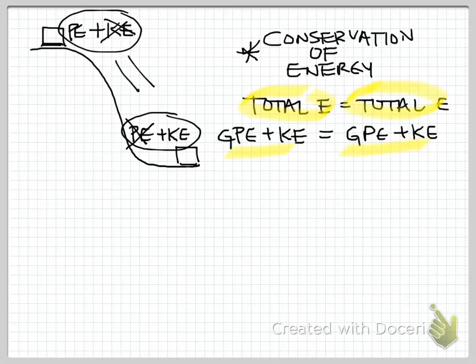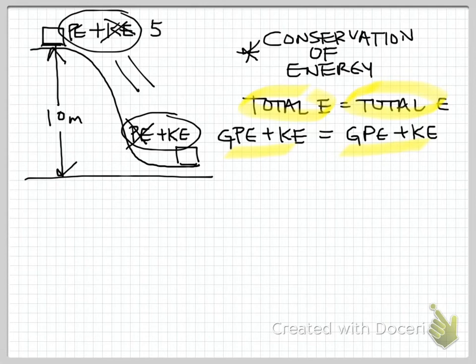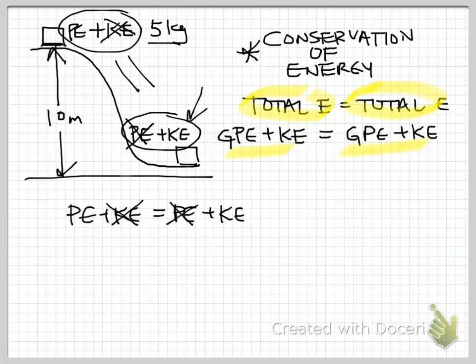So let's figure something out. Let's go ahead and say that the height of this is 10 meters. And let's say that the mass of this object is 5 kilograms. With that being said, I want to know what's the velocity at the bottom. First, I set up the conservation of energy. I say the potential energy plus the kinetic at one point equals the potential plus the kinetic at another point.